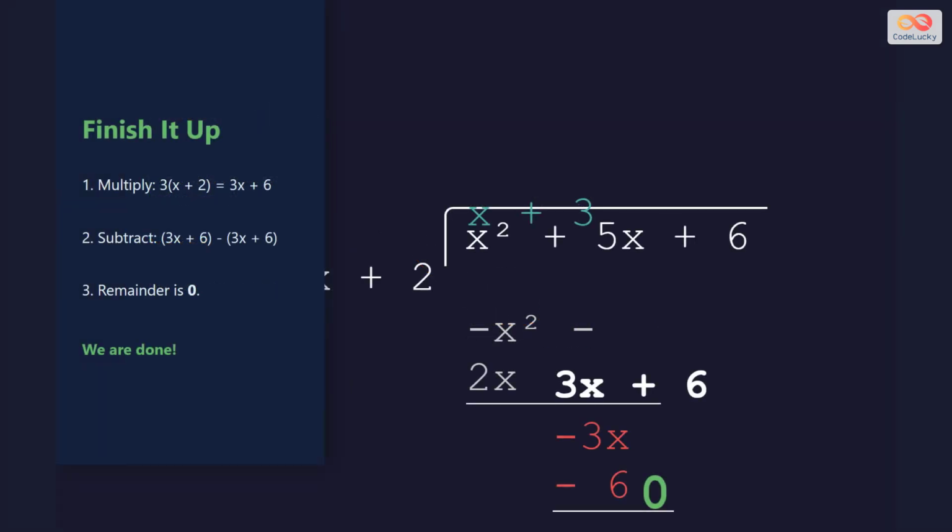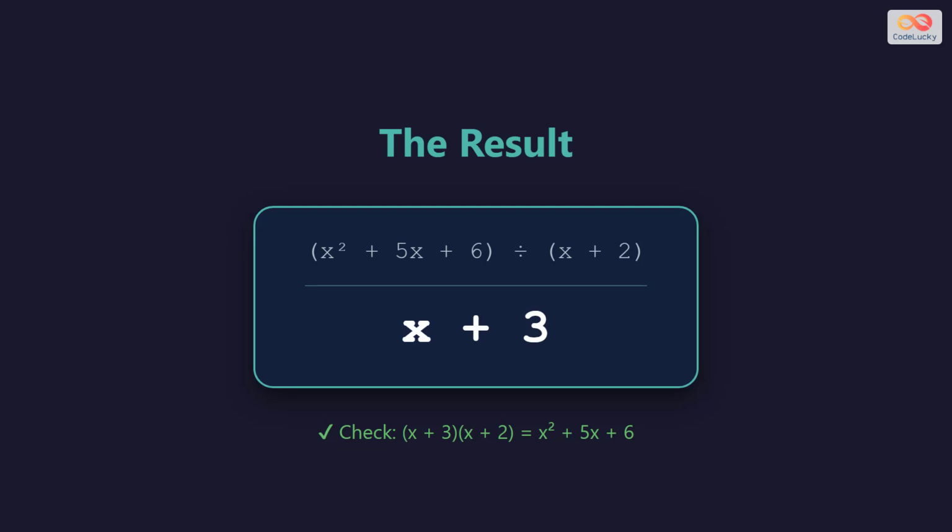We continue the cycle. Multiply 3 by x plus 2 to get 3x plus 6. Then subtract. 3x plus 6 minus 3x plus 6 results in 0. Since we have a remainder of 0, the division is complete. The result of our division is simply x plus 3.